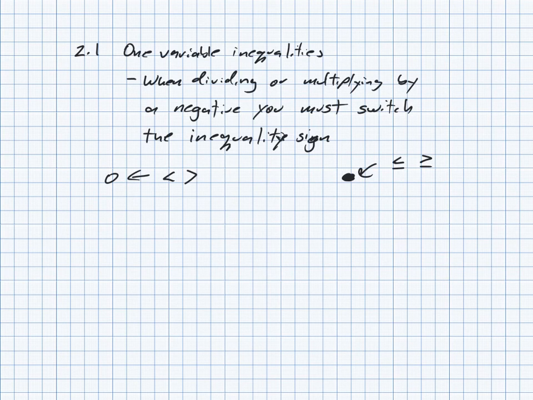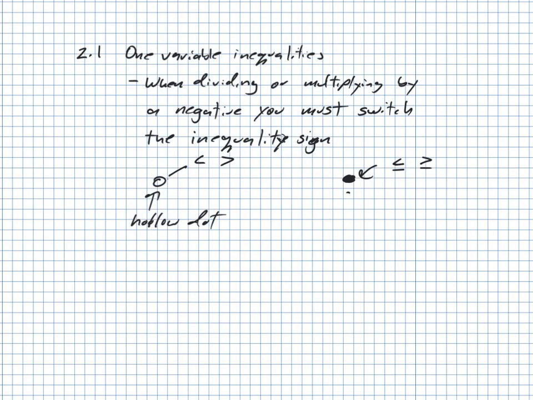I am confused about how this works here. There we go. Okay. I just want to make that look a little bit better. It looked a little confusing the way I wrote it. So hollow dot is, again, going to be less than or greater than. And filled in dot is going to be less than or equal to or greater than or equal to.